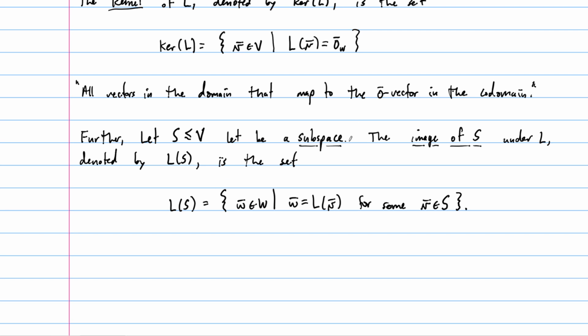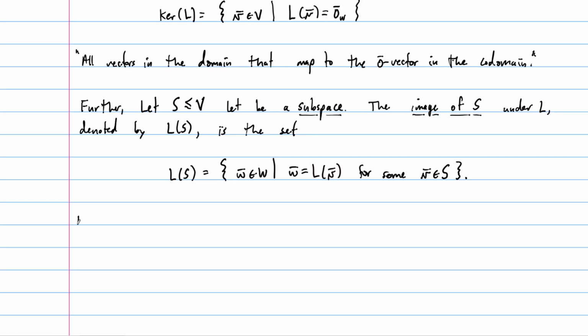Okay, so again, notice that we are defining this by a subspace. This definition, as a set builder definition, is perfectly legitimate for any set S, or any single vector, discrete set, whatever you want. But we're going to reserve the name image of S for when S is a subspace of V. All right, and the reason for that is the following theorem.